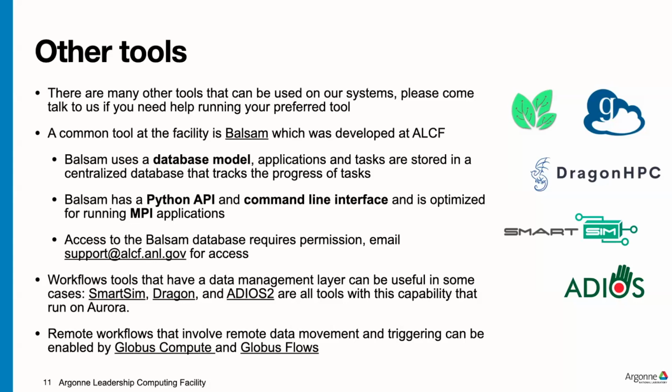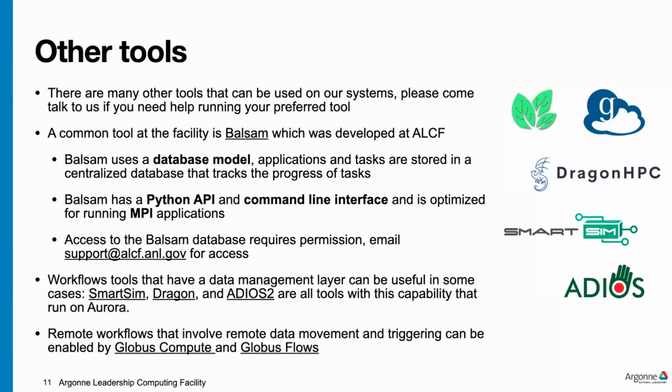There's a common tool at the facility called Balsam, which, unlike Parcel, contains the description of the workflow in a database, rather than within memory. In this case, it has some similar features. It has a Python API. It has a command line tool. If you'd like to try out Balsam, we have documentation, and we have example exercises from our fall workshop you can take a look at. The main thing is you need to get access to the Balsam database by emailing our support, and we can add you.